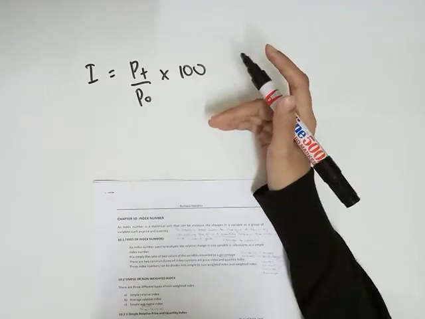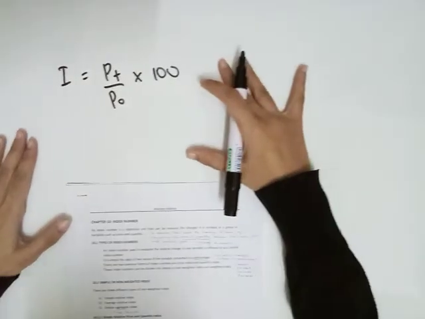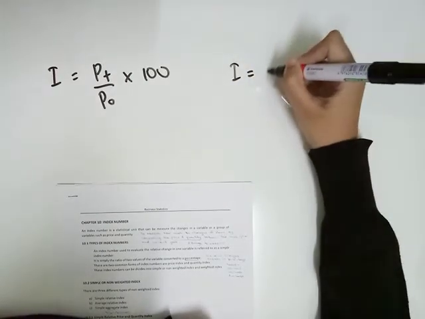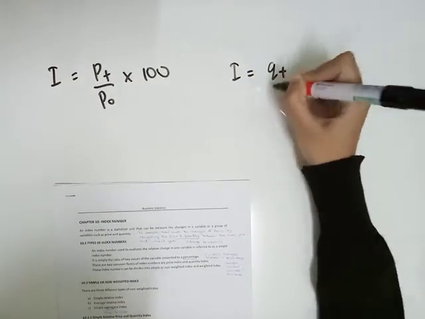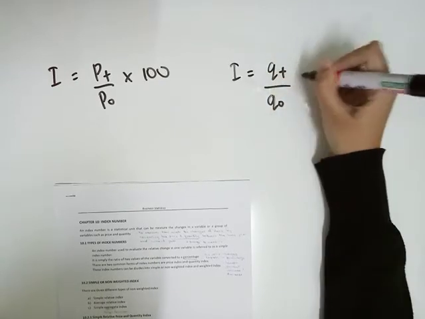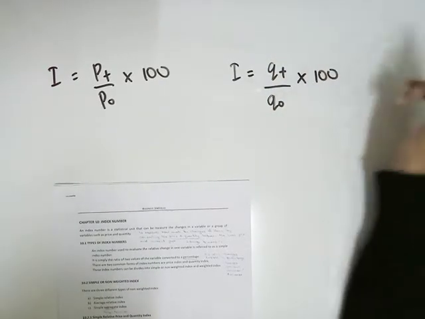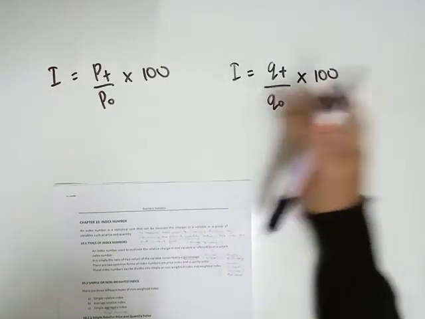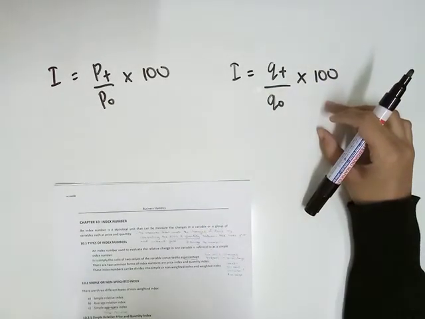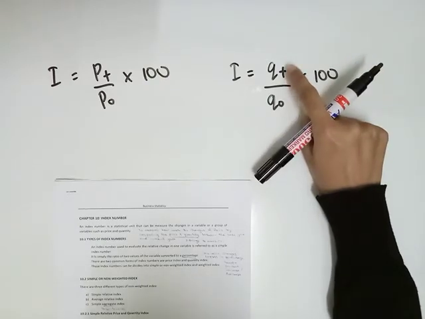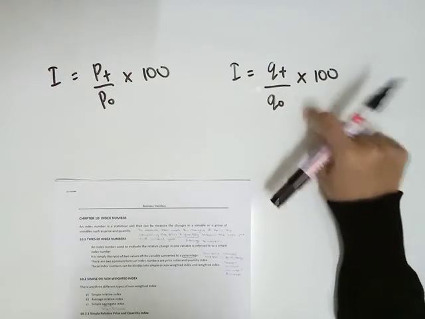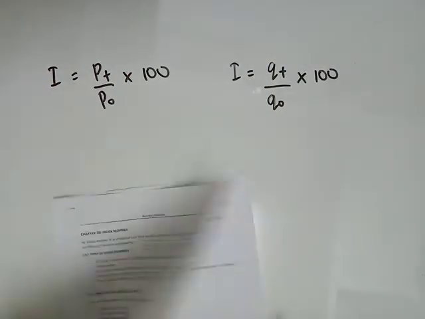The same goes for the simple relative quantity index. I equals Qt divided by Q naught multiplied by 100. This is the formula for simple relative price and quantity index. For Qt, it is the quantity of the current year. Q naught, quantity of the base year.